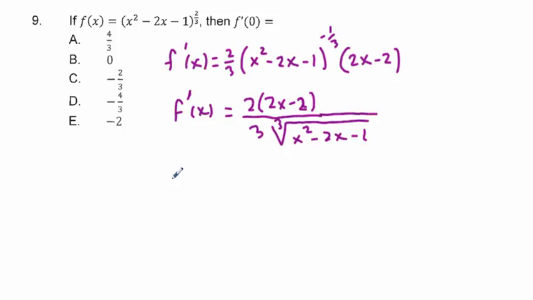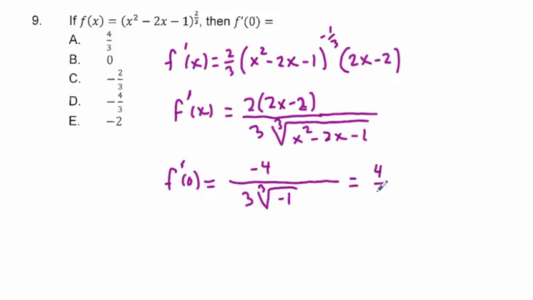And then if we take f prime of 0, if x is 0 here, we're going to have 2 times negative 2, which in the numerator is negative 4, over 3 times, well, if we set what's inside this radical equal to 0, we end up with the cube root of negative 1. Well, the cube root of negative 1 is negative 1. So we're going to have negative 4 over negative 3, which equals 4/3. And so our correct answer is A.